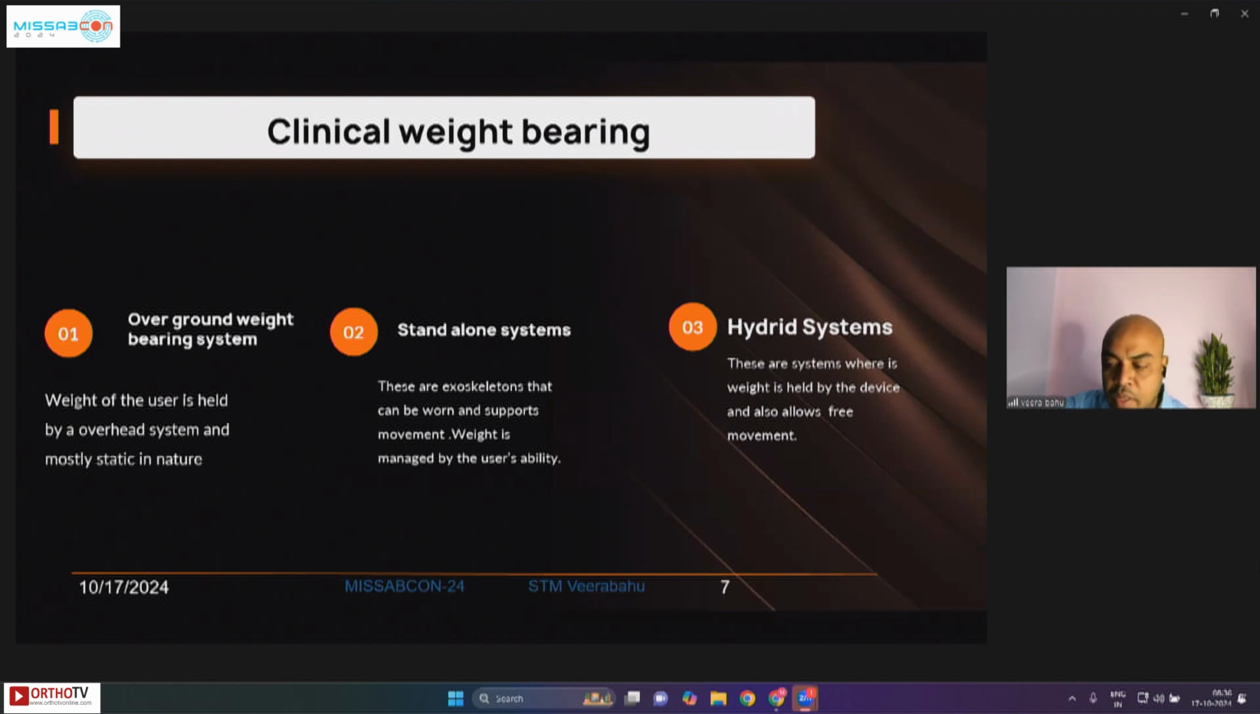And the third system that I would like to talk about, and which we primarily work on, is hybrid systems, where it will have both the advantages and disadvantages of the first two systems.